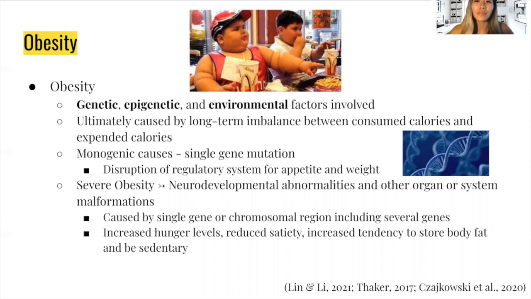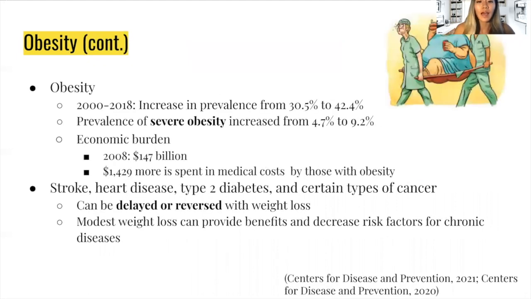Someone who has several of these genes will have increased hunger levels, reduced satiety, and an increased tendency to store body fat and be sedentary. And this ultimately leads to severe obesity. From the year 2000 to 2018, the prevalence of obesity has increased from 30.5% to 42.4%, and the prevalence of severe obesity has increased from 4.7% to 9.2%.